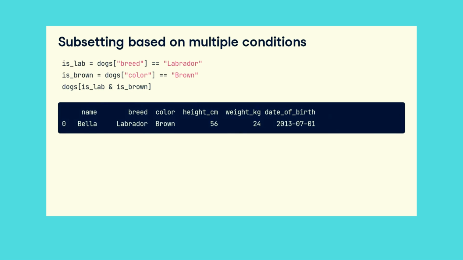To subset the rows that meet multiple conditions, you can combine conditions using logical operators, such as the AND operator seen here. This means that only rows that meet both of these conditions will be subsetted. You could also do this in one line of code, but you'll also need to add parentheses around each condition.